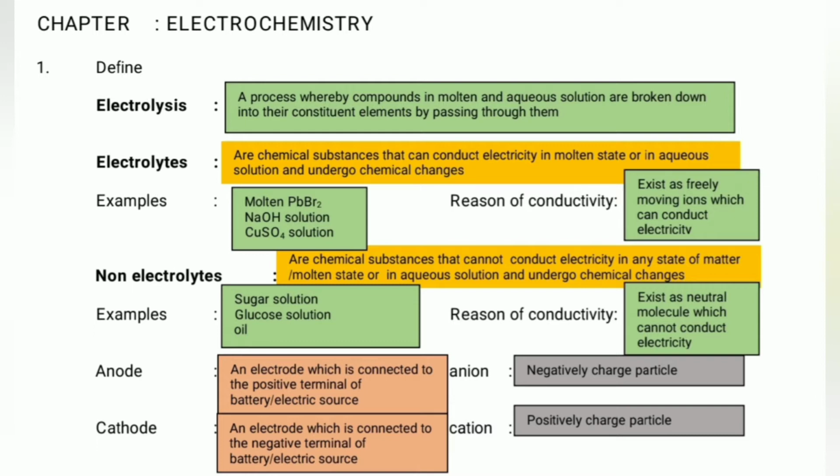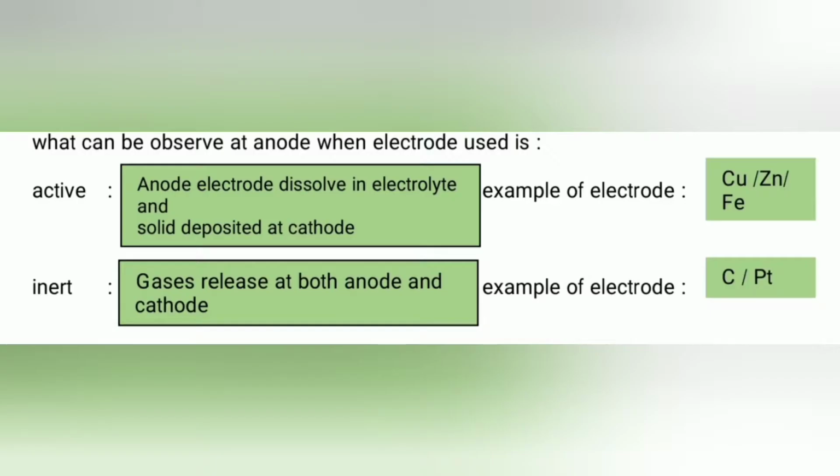Hydrogen chloride and ammonia are covalent compounds. They exist as molecules in organic solvents. They do not conduct electricity in an organic solvent. However, solutions of hydrogen chloride and ammonia in water can conduct electricity. This is because they exist as free mobile ions in water.